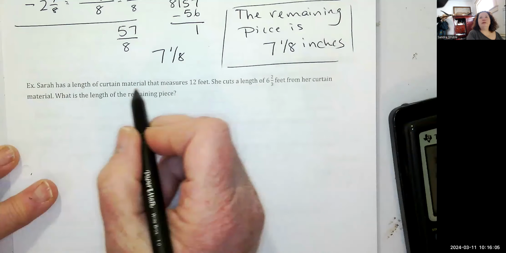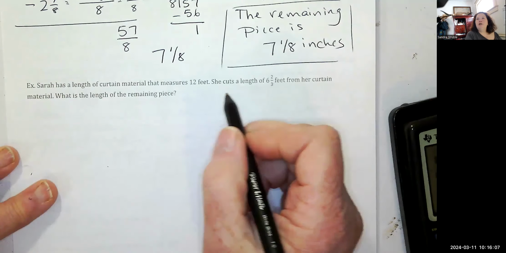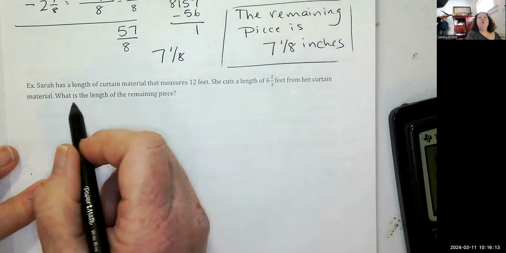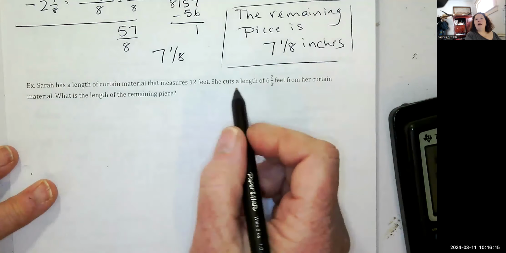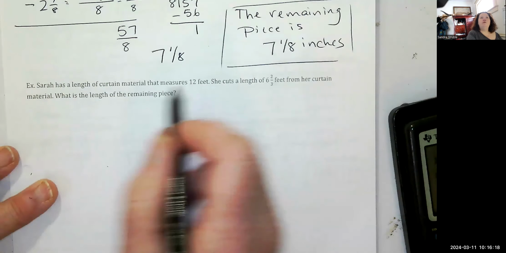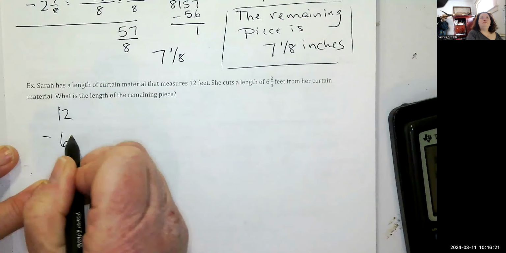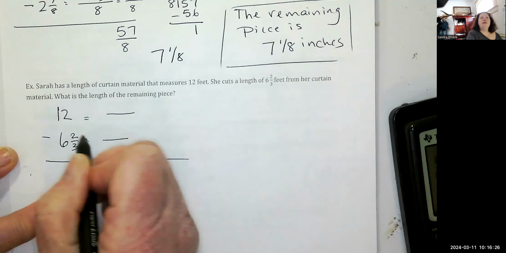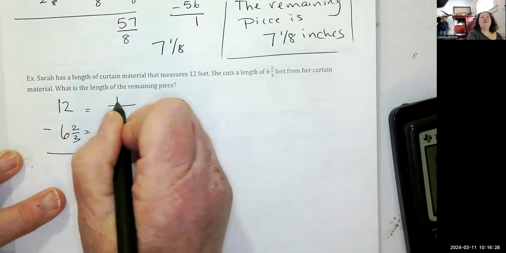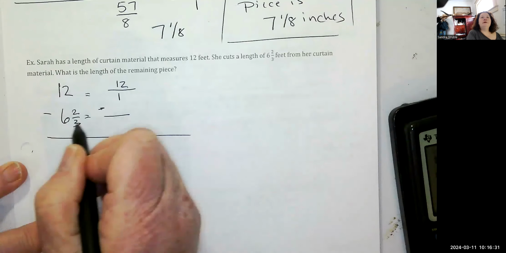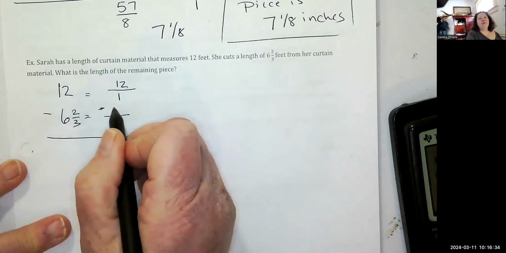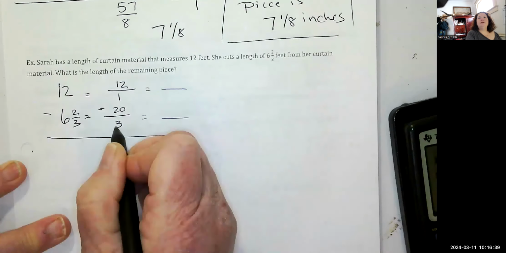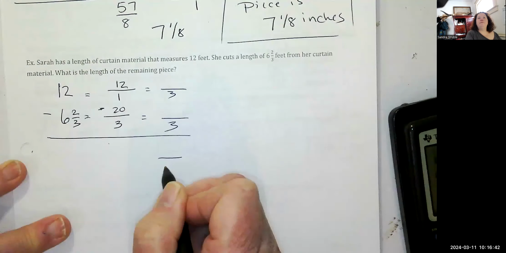Sarah has a length of curtain material that measures 12 feet. She cuts a length of 6 2/3 feet from her curtain material. What is the length of the remaining piece? So she's subtracting 6 2/3 from 12. I need to change these to improper fractions. So this is 12 over 1. And 3 times 6 is 18. 18 plus 2 is 20 over 3. We need a common denominator here. It's going to be 3 because it's only 3 and 1.